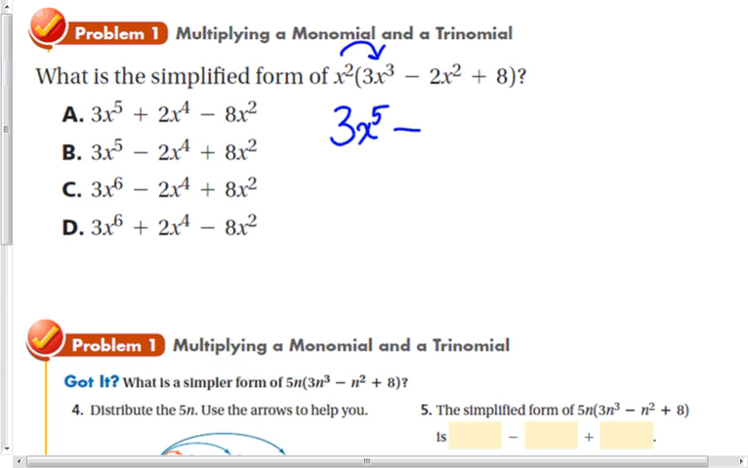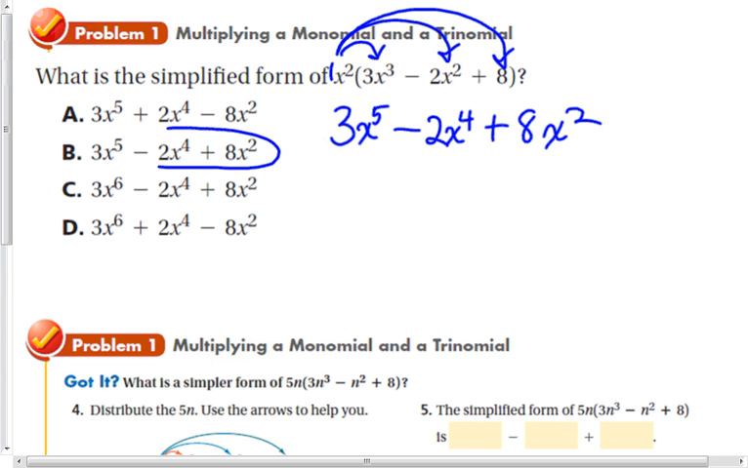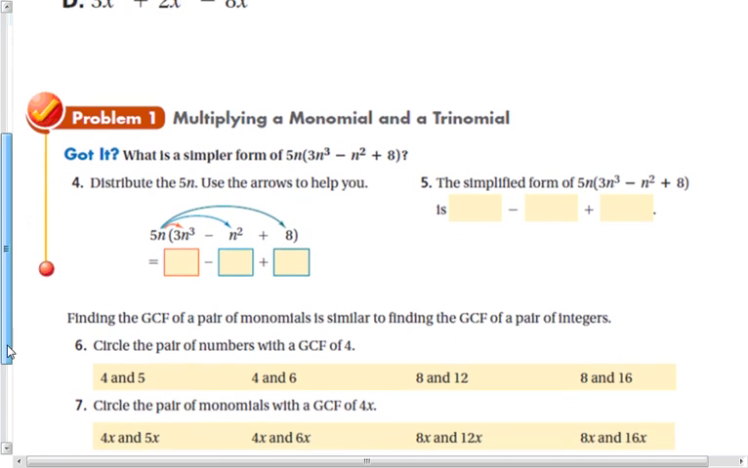And then we're going to multiply x squared times negative 2x squared. And that's going to be negative 2 times, remember that coefficient is 1. Then we're going to add 2 plus 2 is 4. And then the last term will be x squared times 8, which is just 8x squared. So let's look for that one there. 3x to the fifth minus 2x to the fourth plus 8x squared. Go ahead, you try that. I'll check back with you.